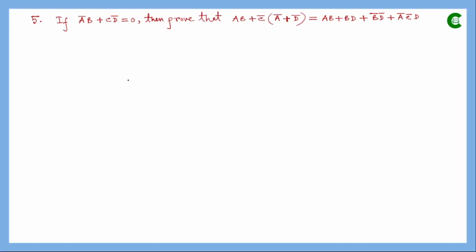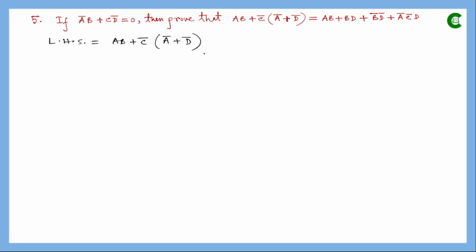Now the next and last problem says that if a bar b plus c d bar is equal to 0, then we have to prove that these two Boolean expressions are the same. For this particular problem, we will simplify the left hand side and right hand side separately, and we will show that both the expressions give us the same simplified answer. So we'll start with the left hand side, followed by the right hand side.